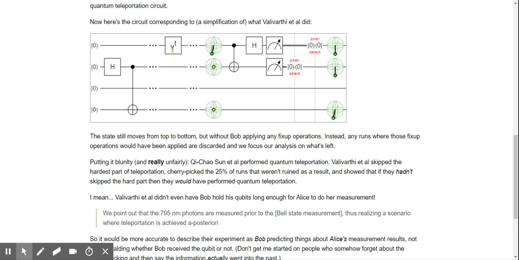Putting it bluntly and really unfairly, Ki Chao San performed quantum teleportation. Valivarti skipped the hardest part of teleportation, cherry-picked the 25% of runs that weren't ruined as a result, and showed that if they hadn't skipped the hard part, they would have performed quantum teleportation. I mean, Valivarti et al. didn't even have Bob hold his qubit long enough for Alice to do her measurement.